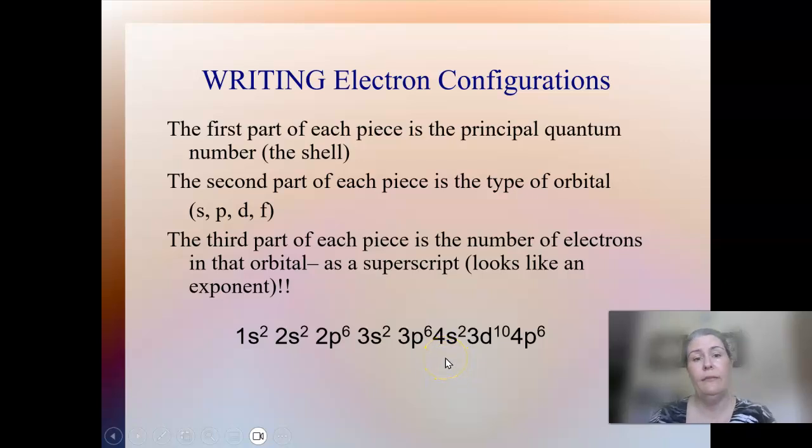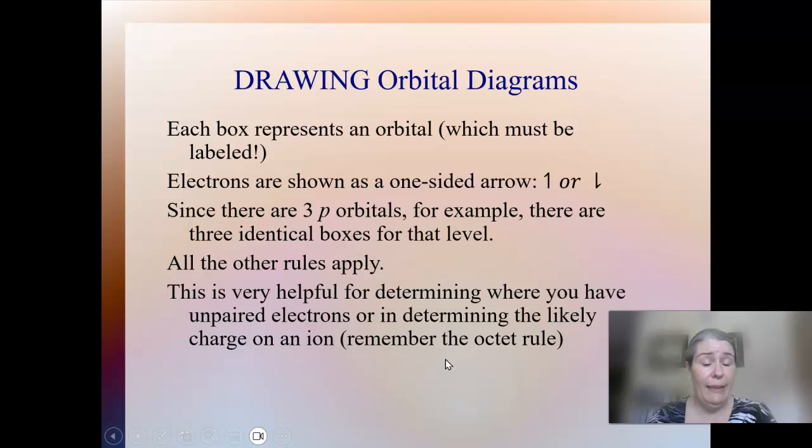Now, drawing an orbital diagram, each box in each picture, because a diagram is a picture, each box represents an orbital, which must be labeled. You can't just draw boxes and not have any orbital configurations next to them. Electrons are shown then as an up or down one-sided arrow. For example, since there are 3 p orbitals, you would have 3 identical boxes for that level, kind of like we saw on the last slide with Hund's rule. All the other rules apply.